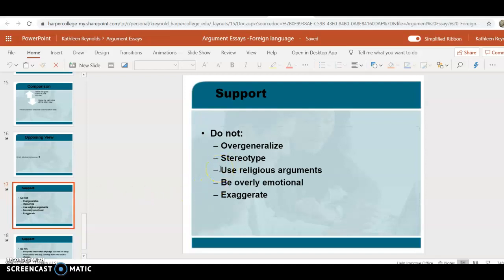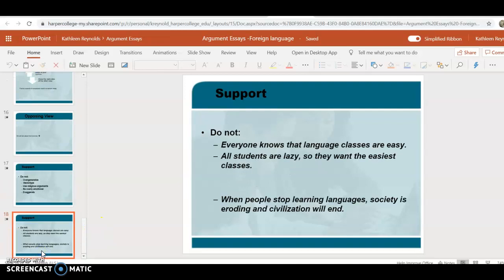Please don't use religious arguments. Your religion is not up for debate. We don't want to debate or argue your religion, so do not put it in an argument essay. Do not be overly emotional or exaggerate. Sometimes people feel that the consequences of their essay need to be like the world will end or something like that. No, you don't really need to do that, please. Don't do that, okay?